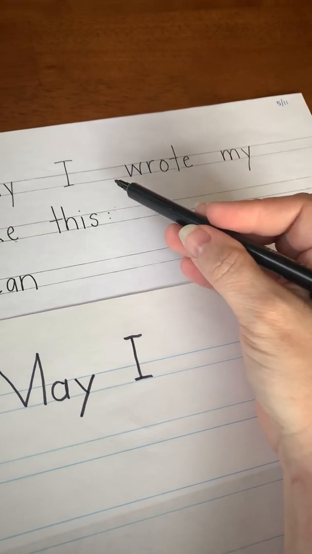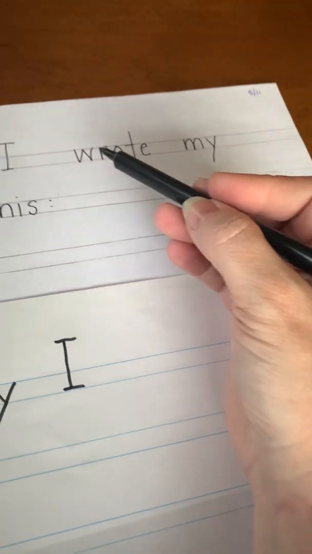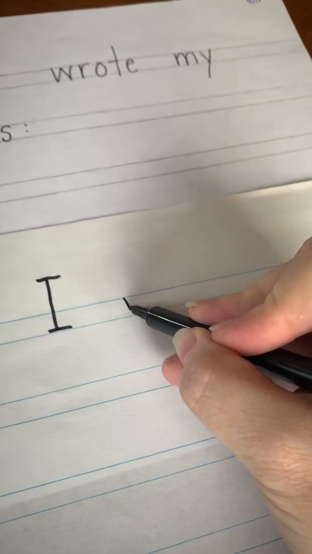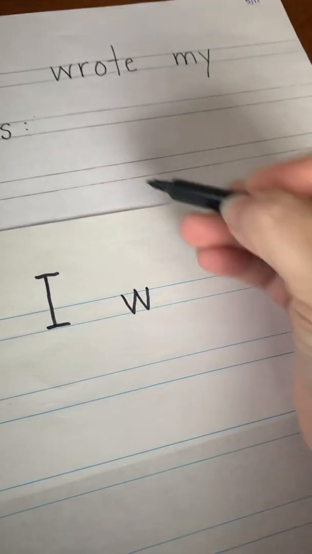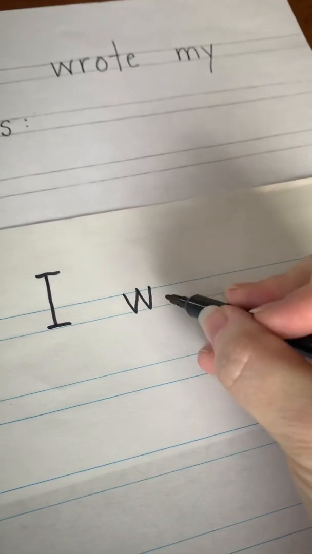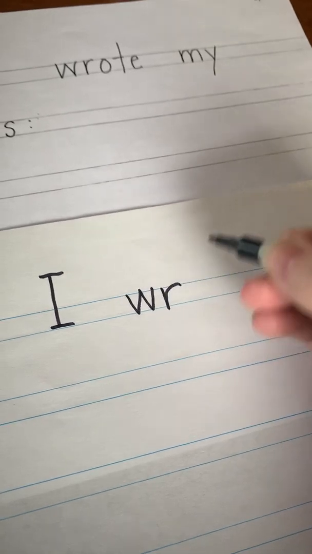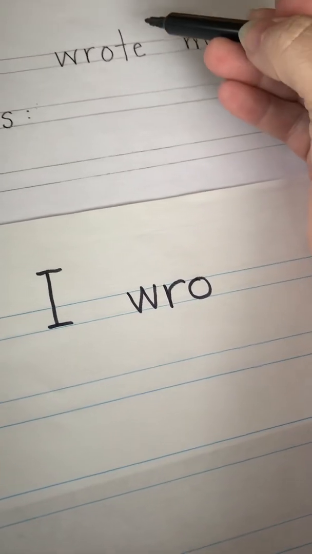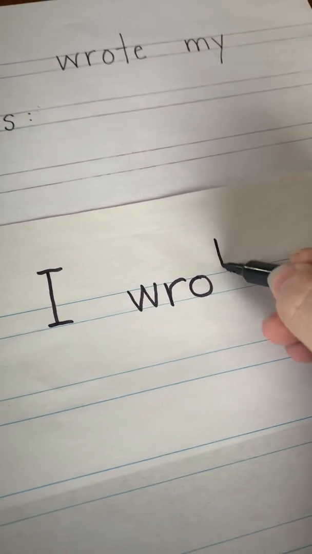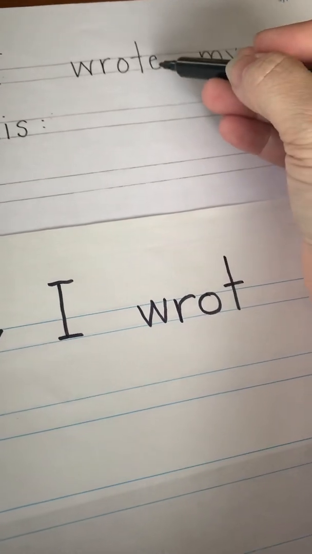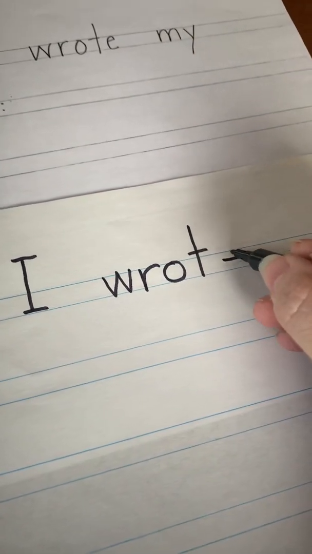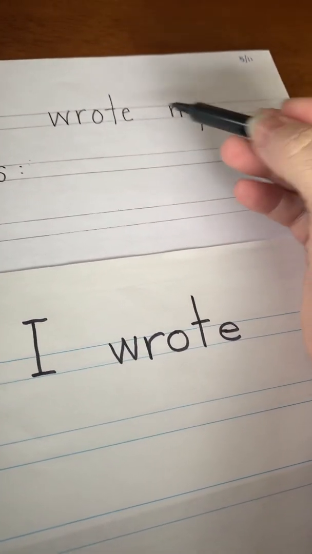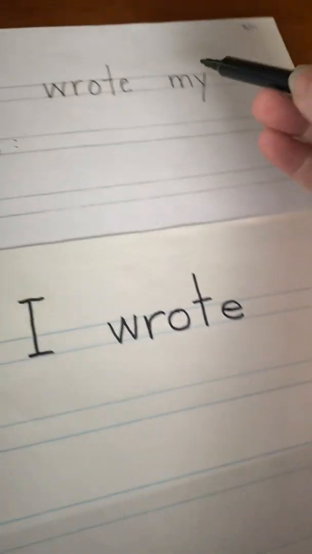Now I've got a space between my words and I need to look, there's a lot of letters in that word, so I'm going to write it carefully. I'm going to go one more letter at a time. Okay, W, R, O, I'm doing the best I can. T, it might not look exactly like it looks up there, but that's all right. E, good. In May, I wrote, sight word, space between the words.